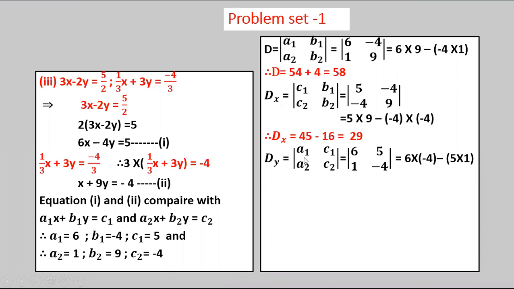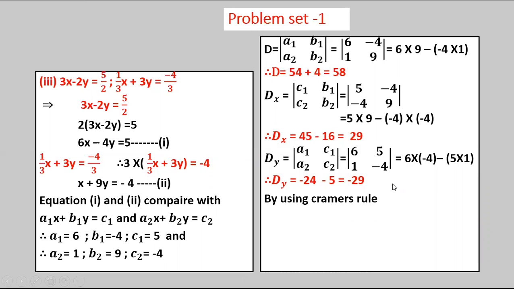And to find the value of Dy, it is equal to, in determinant, a1, a2, c1, c2. a1 is equal to 6, a2 is equal to 1, c1 is equal to 5, c2 is equal to minus 4. Then to find the value of the determinant, 6 multiply minus 4 minus 5 multiply 1. 6 minus 4 is minus 24, minus 5. Both numbers are negative, so their addition is a negative number. Minus 24 minus 5 is equal to minus 29.